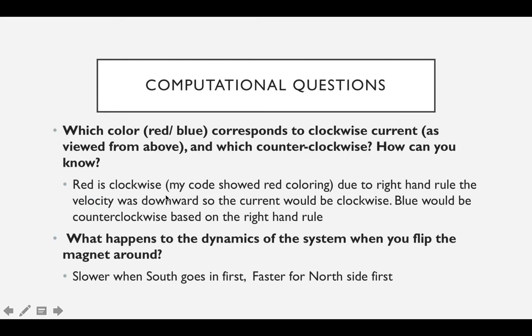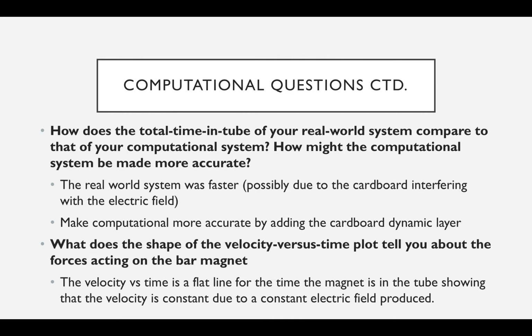Computational questions. Which color, red or blue, corresponds to clockwise, and how do we know? I said red is clockwise, because by the right-hand rule, the velocity is downward, and so the right-hand rule shows that my current should be clockwise. And my computational model, as you saw, was red. So that's why I said red would be clockwise and blue would be counterclockwise. And what happens to the dynamics of the system when you flip the magnet around? It took longer, it was slower when the south side went in first, and faster with the north side going in first.